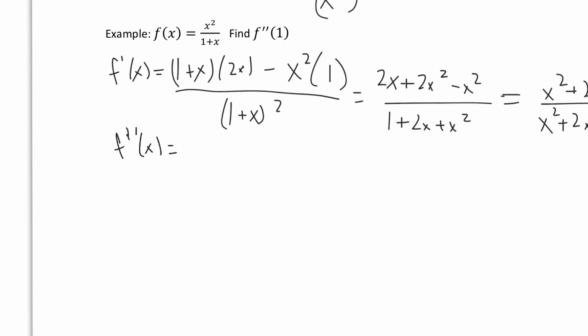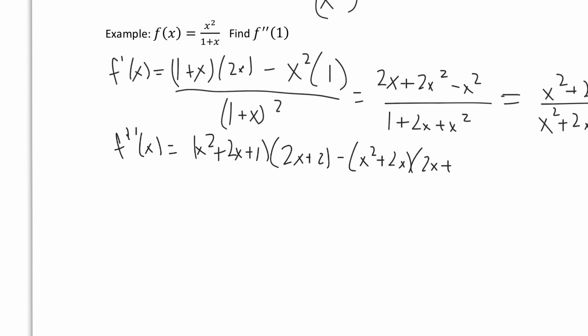So we get low, x squared plus 2x plus 1, d high, that's going to give us 2x plus 2, less high, x squared plus 2x, d low, 2x plus 2, over x squared plus 2x plus 1 squared.